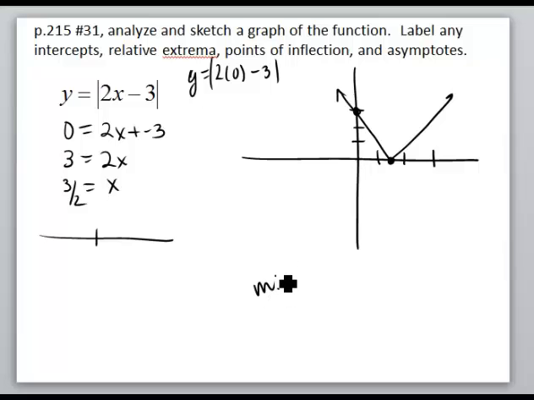And I would just state that it has a minimum at 3/2, 0. And I would really be done with this because there are no points of inflection. There are no asymptotes. We've found the x and y intercepts. There's really nothing more to do to this one.